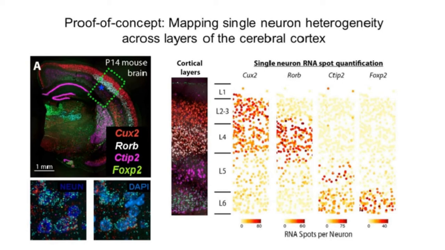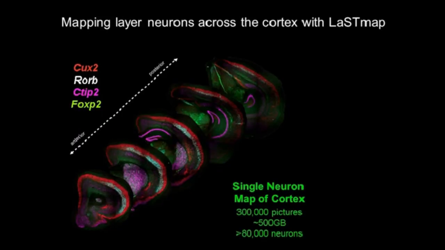So what this tells us is that we can use this automated pipeline to image large areas of tissue and then quantify single cell gene expression. And we were interested to see whether we can use this approach to then identify neuronal subtypes based on the expression of these 4 different markers in an unbiased manner.